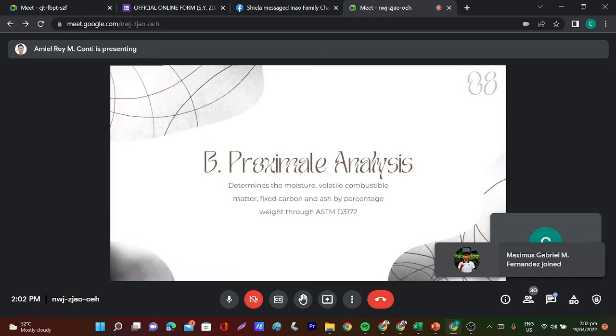So, the next analysis is the proximate analysis. It determines the moisture, volatile combustible matter, fixed carbon, and ash by percentage weight through ASTM D3172. Unlike the ultimate analysis, proximate analysis can be done in laboratories with the right equipment. And unlike the ultimate analysis, its accuracy is lower, while the ultimate analysis has higher accuracy in terms of determining the components of fuels like coal.